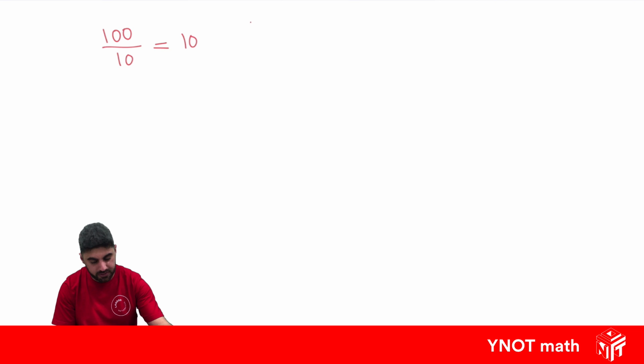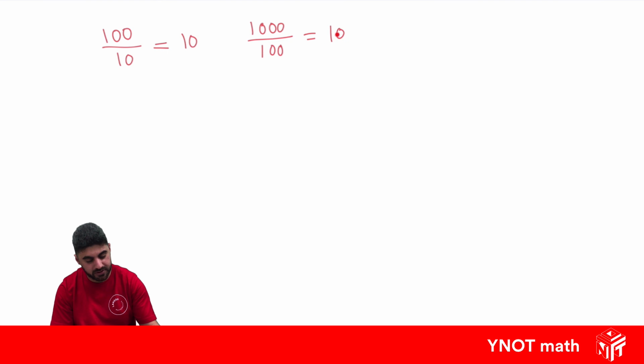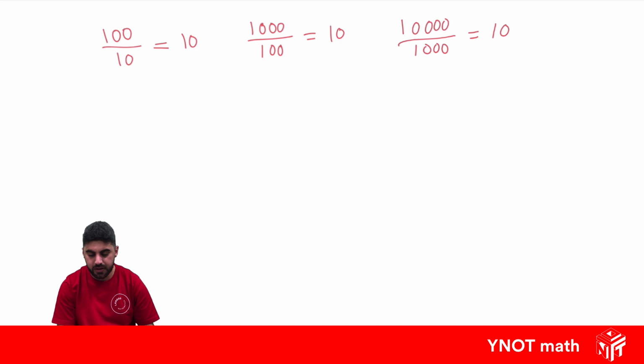What about 1,000 divided by 100? Well, that's actually also equal to 10, because 100 times 10 is 1,000. What about 10,000 divided by 1,000? Well, that also equals 10. So the point is that you can have different pairs of numbers that when divided equal the same number.